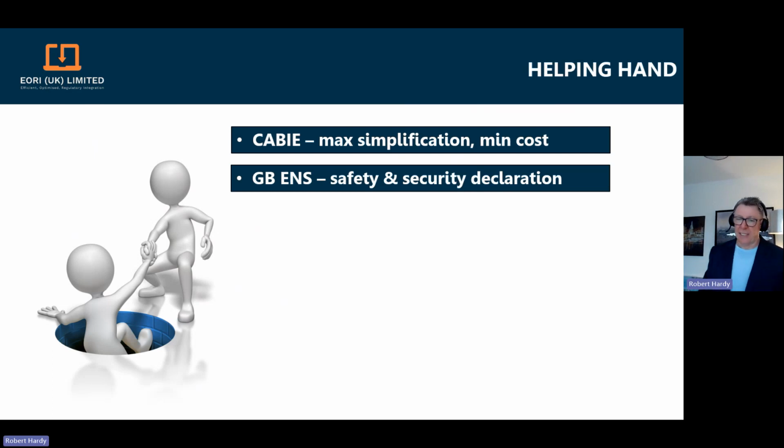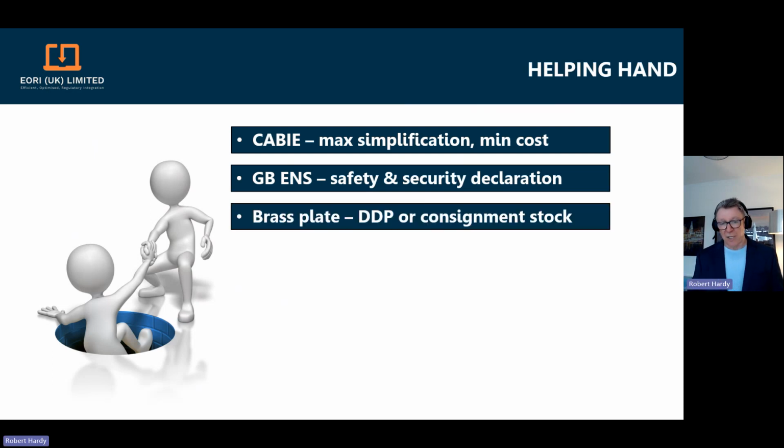The GB ENS Safety and Security Declaration, we can do that. There's lots of agents that can do that. We've been doing them in Europe from day one, and we can certainly do them in GB when that comes about. So if you need any help with that, we're there for you. We can brass plate the food business operator UK address for DDP or consignment stock. Talk to us about that.